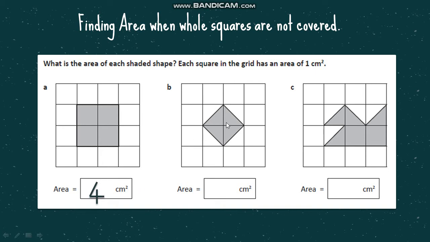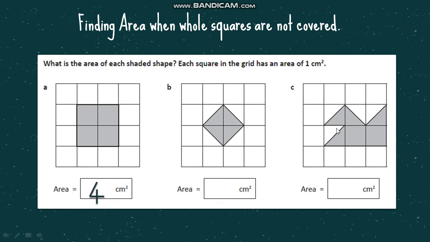But if you see here, the squares are not complete, but you can see they are half. So you are going to count 2 half squares as 1 whole square. Here there are 2 half squares, so these 2 half squares become 1 whole. This 2 become 1 whole. So 1 whole plus 1 whole becomes 2. So the area of this shape is 2 square centimeter or 2 centimeter square.